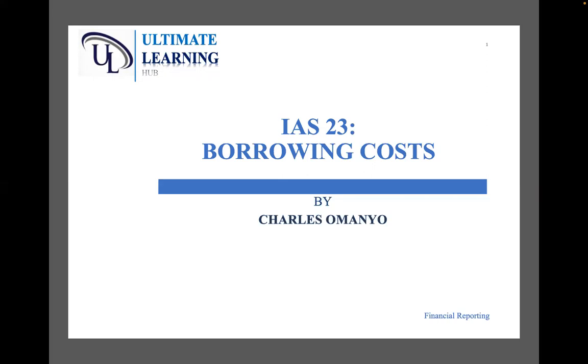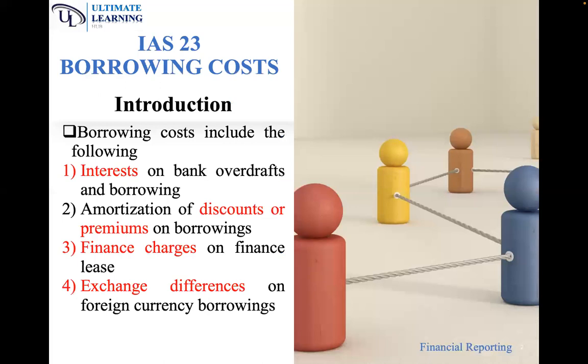Okay, so the first standard that we are going to look at is known as International Accounting Standard 23. International Accounting Standard 23. Now, IAS 23 talks about borrowing costs. Borrowing costs. Now, what about borrowing costs?